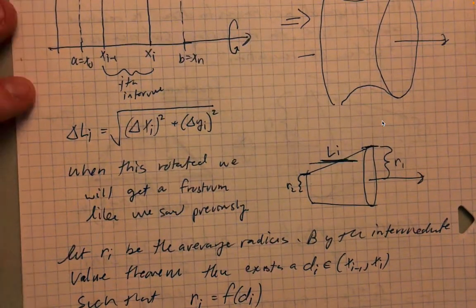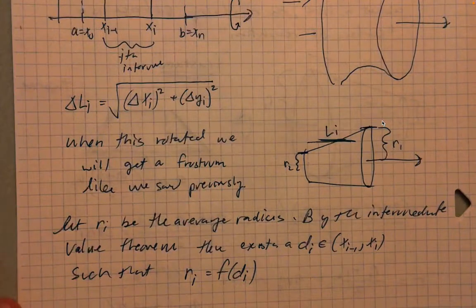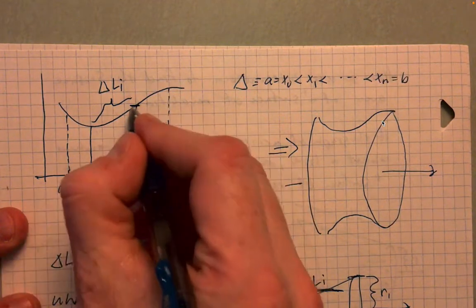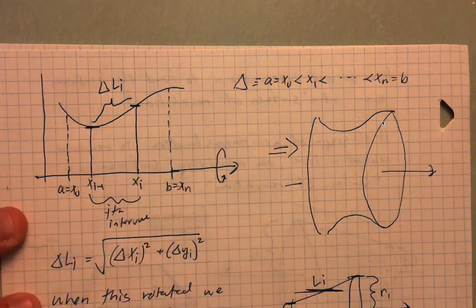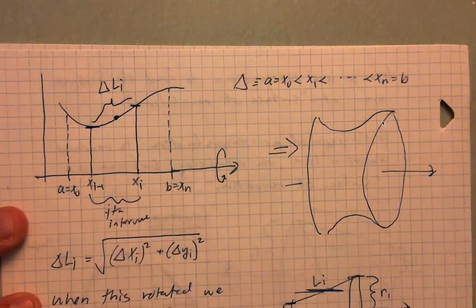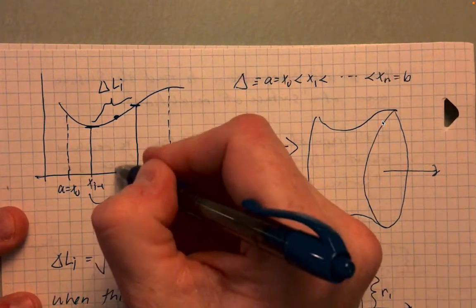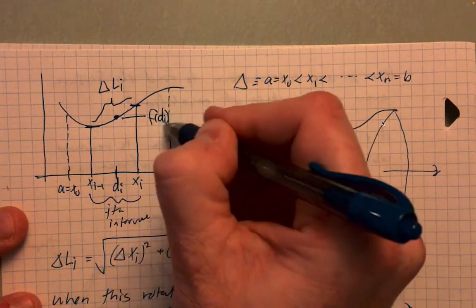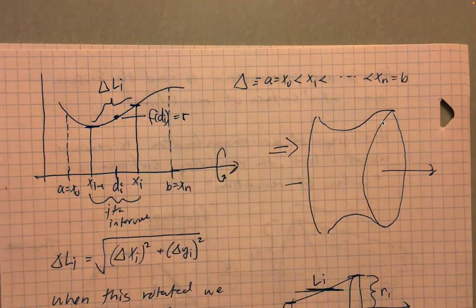Okay. Now, we've got to make this clear. This can be a little bit of a tricky construction, right? So this is like our R1, and this is like our R2. Somewhere in the middle is the average. We'll call it R. That means there's a di here such that this is f of di. Okay. That's all it's saying.